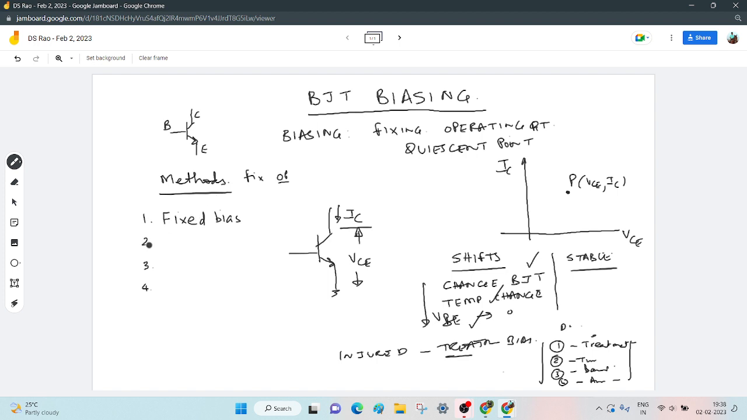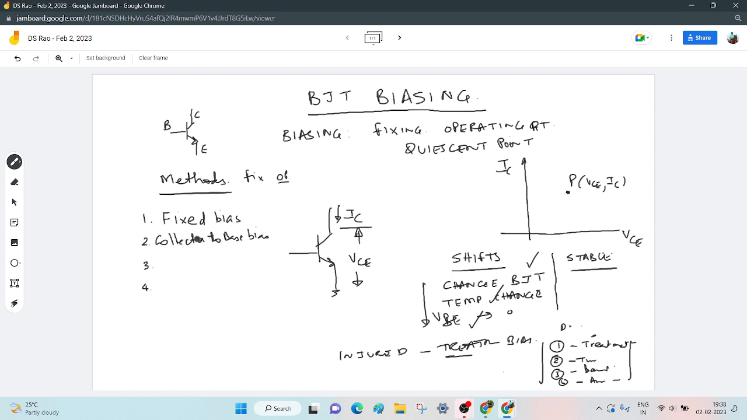First method is called fixed bias. Fixed biasing. Fixed bias is the first method. The second method is called collector to base bias. Repeat after me. Collector to base bias.